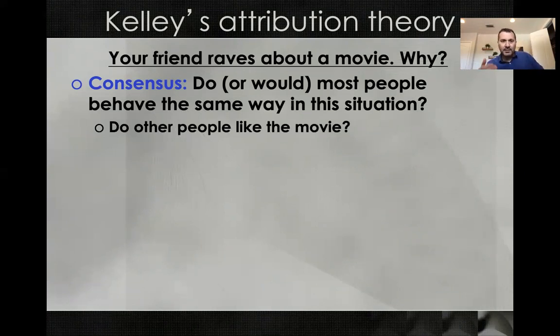So if you respond yes to a consensus question, that most other people like the movie, then we would say that the behavior is high in consensus. It just simply means that other people engage in the same behavior. That's what high in consensus means. And if you answer no to the consensus question, then we would say that the behavior is low in consensus. And as we're going to see, for each question, we're going to answer it by saying the behavior is either high or low. And depending on the pattern of highs and lows that we get, that's going to lead us to an attribution.